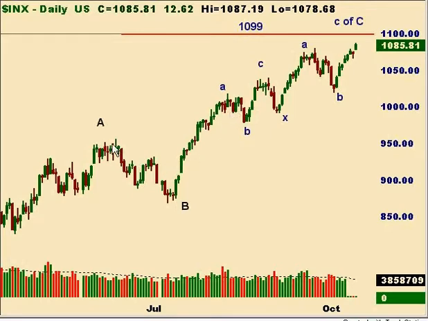And we have multiple relationships, both with the internals, which I won't get into, the relationship of this first ABC to the second ABC, as well as the relationship to the larger A and C legs, in addition to this small a and the small c in this final move. All of them are pointing to that 1099 area, plus or minus about 10 S&P points.